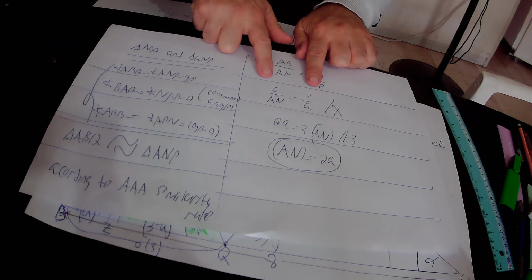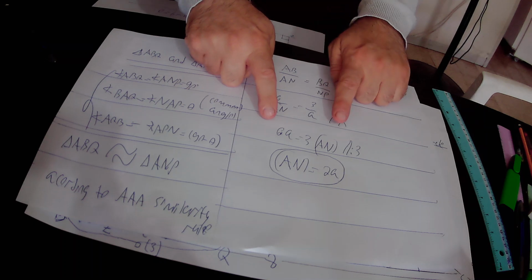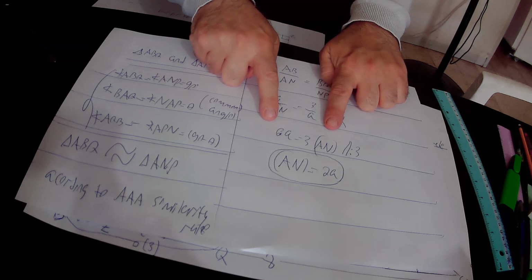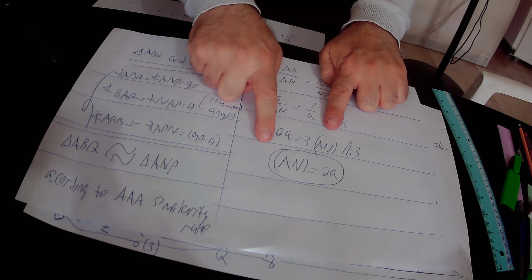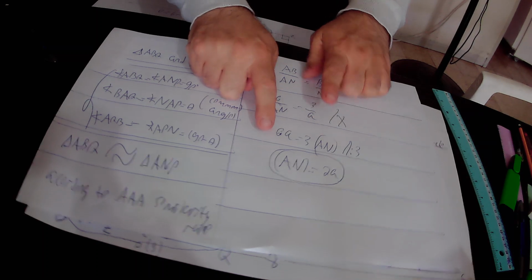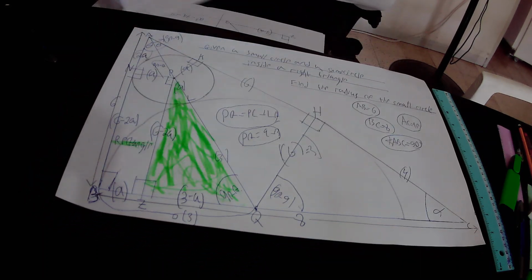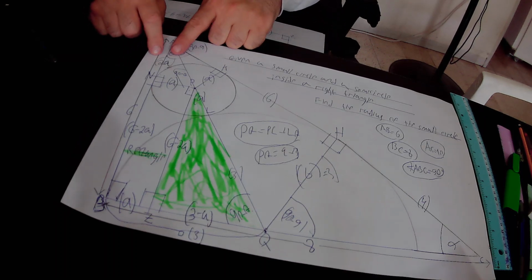Here we cross multiply this equation, and we find that 6 times A equals 3 times AN. Then we divide this equation by 3, and finally find that the missing side AN equals 6A over 3. 6A over 3 is 2A. So this missing side AN equals 2A units in its length.